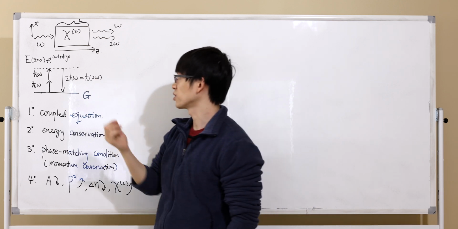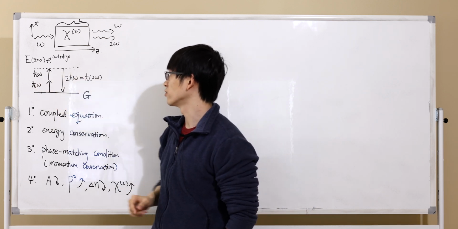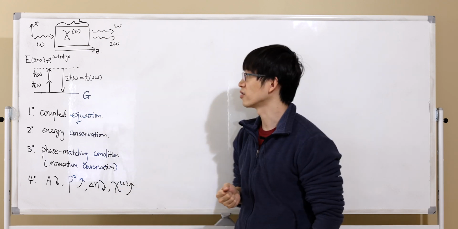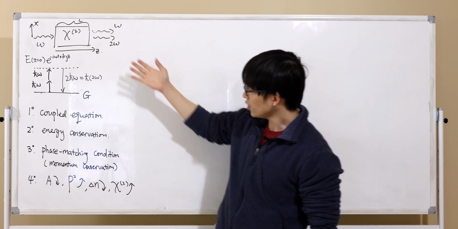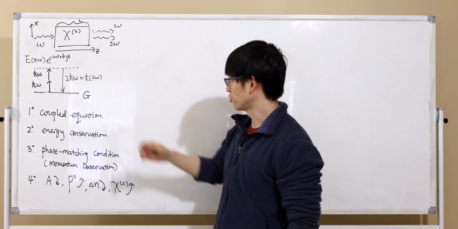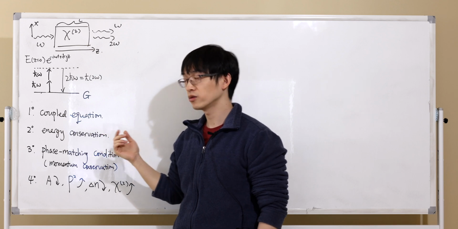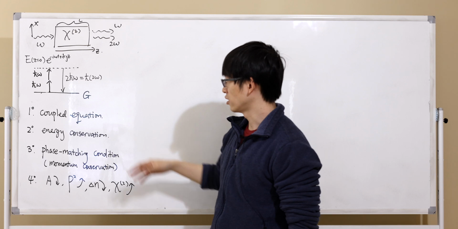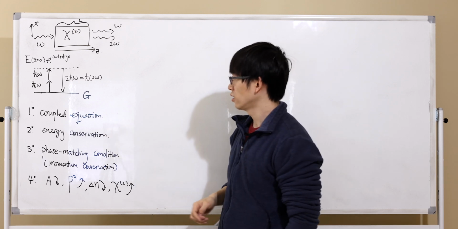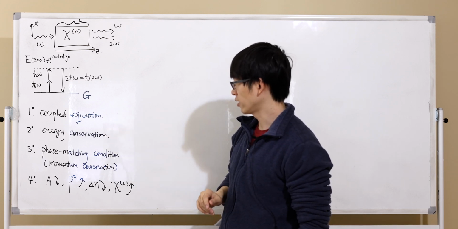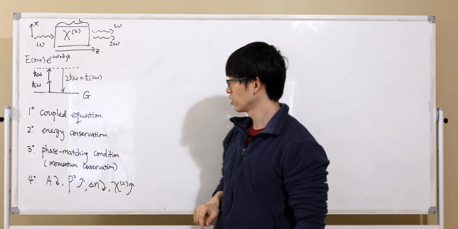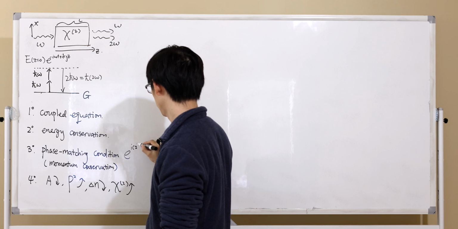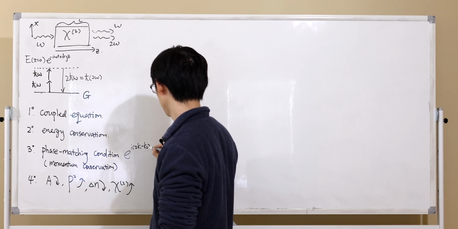So in this process, because you consume two lower frequency photons and generate one higher frequency photon, the overall energy conservation is satisfied. And then we went into details and wrote down the coupled equations for the fundamental frequency and the harmonic frequency, and we checked the energy conservation. Also, we figured out the phase matching condition, that's a term of e to the i(2k1 minus k2)z.